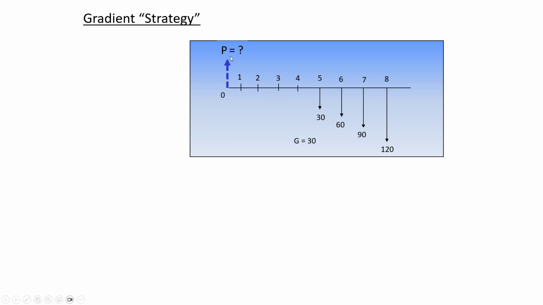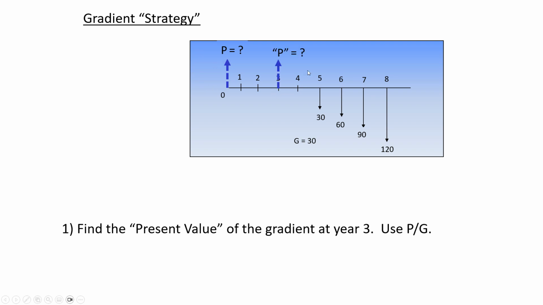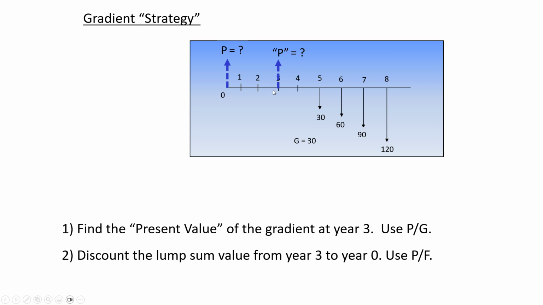So to find the present value in the actual year 0, the two steps would be, first of all, you find the present equivalent in year 3. Because remember, the way that a gradient works is this is 1g in year 5, 2g, 3g, 4g. So year 4 is 0g, and year 3 is the quasi year 0. So the first step, you'd find P given G as a single lump sum amount in year 3, and then the second step would be to take this amount from year 3 and discount it to year 0.